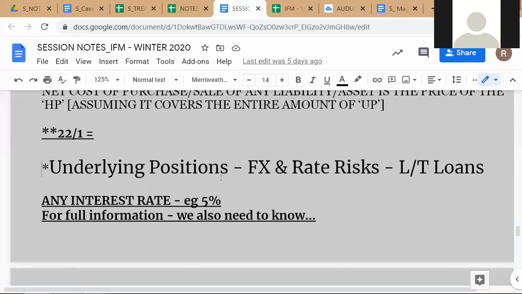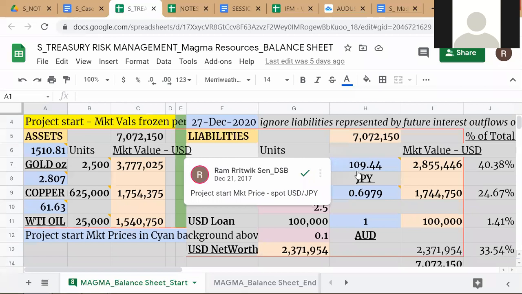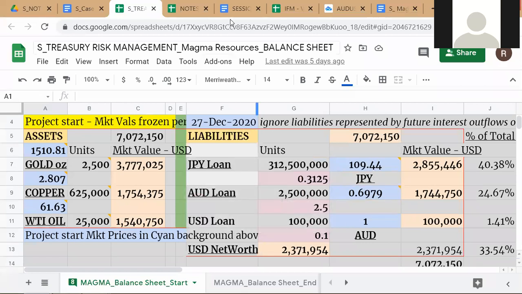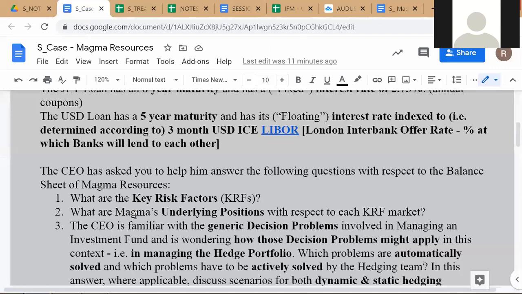So this is what we discussed: underlying positions on FX and rate risks. The point is that the underlying position that we are asking about here, the question is underlying position with respect to each KRF market. This is how you have to think about the concept of the underlying position. With respect to any position, you always have to think about a position as either long or short. And if you're long or short, that means you're long or short some base asset or terms asset.